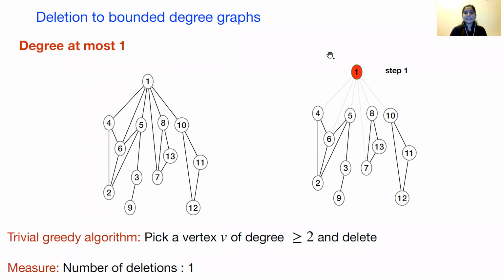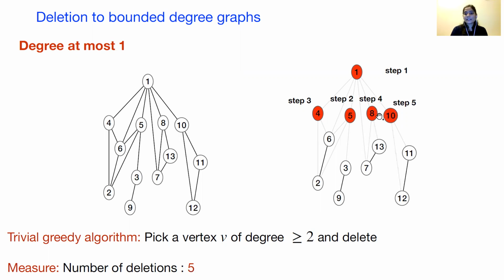In step 1, I want to delete vertex 1 from the graph because it looks reasonable to delete this vertex as it has large degree. So I deleted this vertex. Now in step 2, I want to delete vertex 5, and then so on. In step 3, I delete vertex 4, and then vertex 8, and then vertex 10. After these 5 deletions, you can see that the remaining graph has degree at most 1.